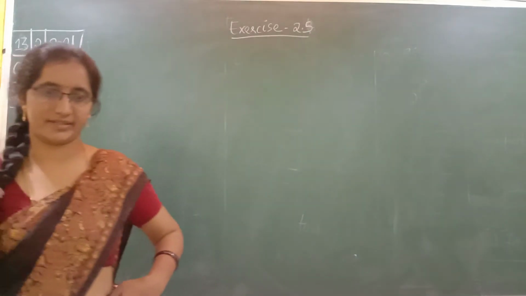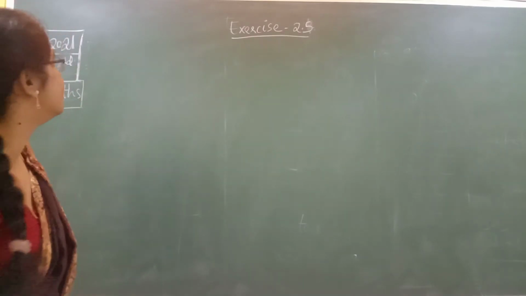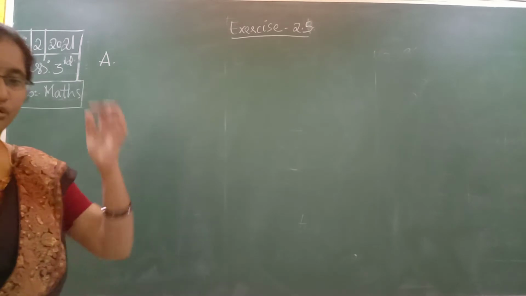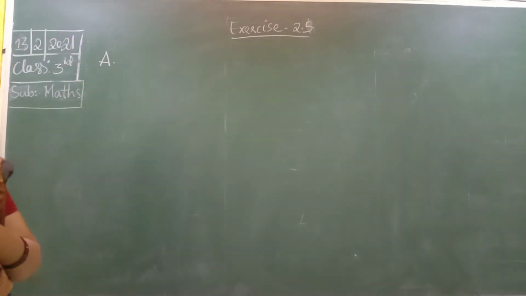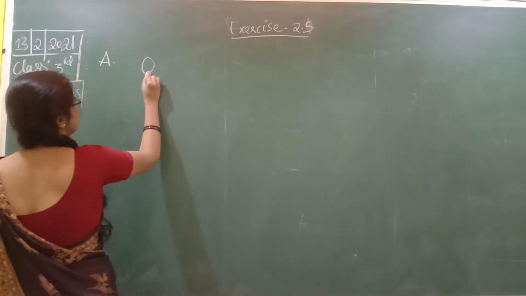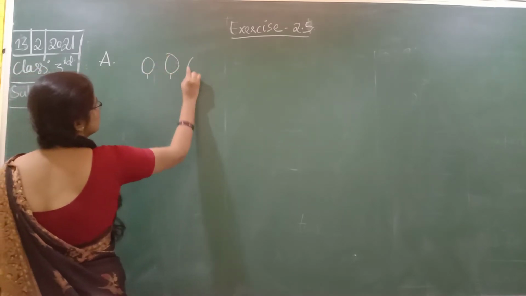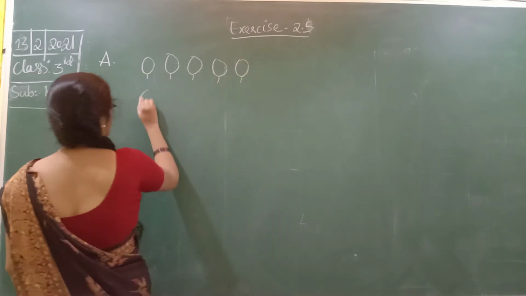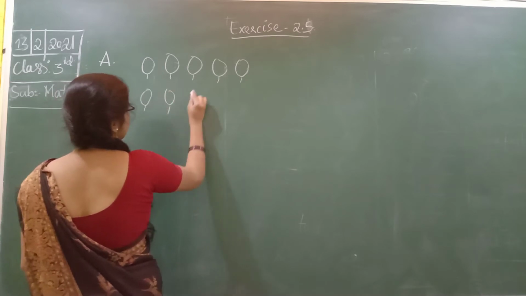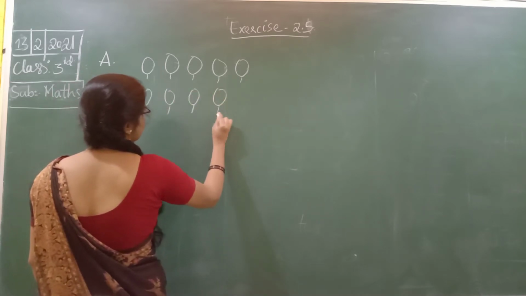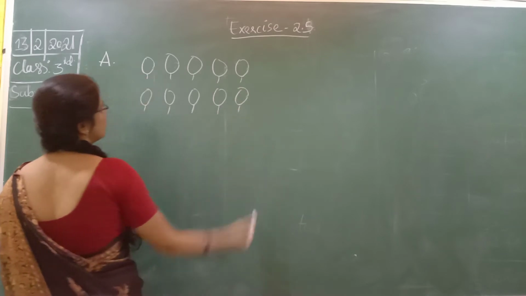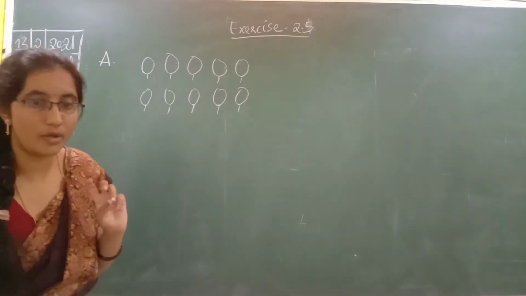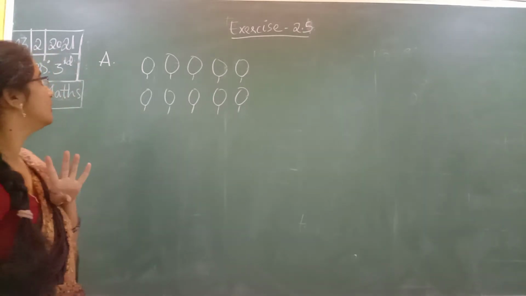In exercise 2.5, the A part: Arrange 10 balloons into groups of 4 each. Here are the 10 balloons: 1, 2, 3, 4, 5, 6, 7, 8, 9, 10. Arrange these 10 balloons into groups of 4 each.